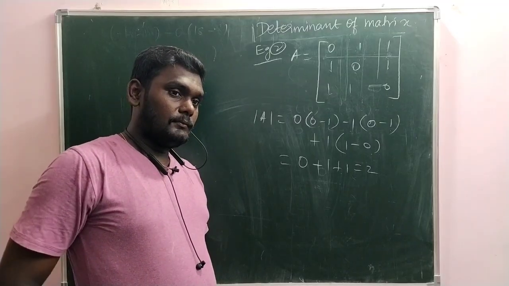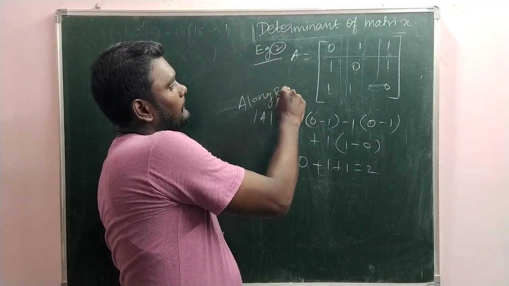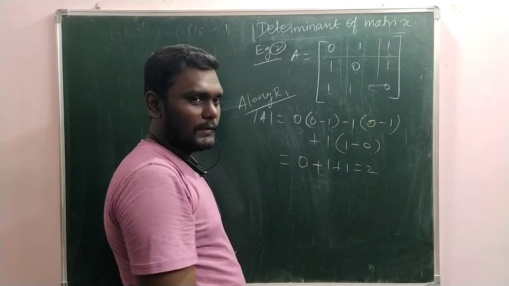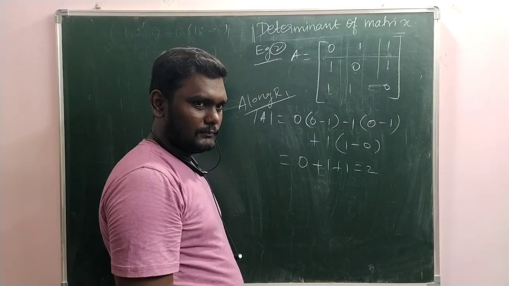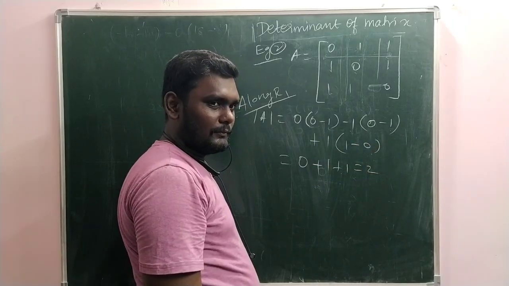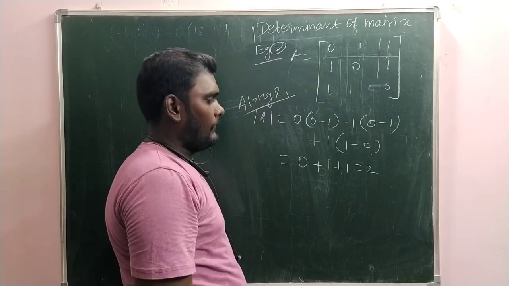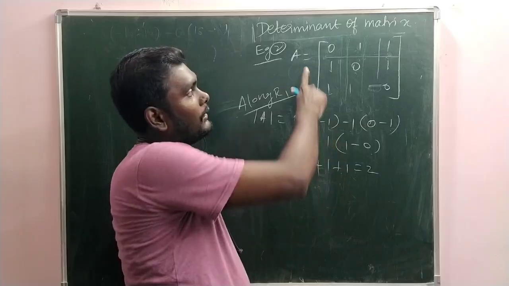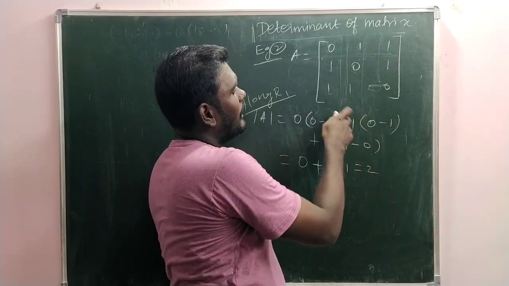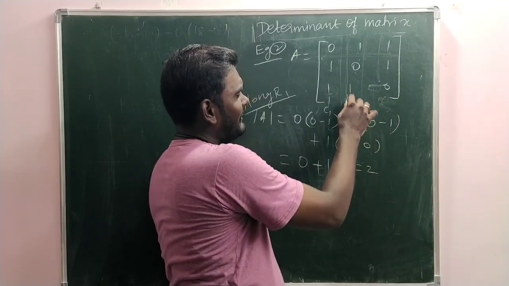Check. This is along R1 that I took. Second one, right? You took this entire second term as 0, is it? Yes, that's the thing. Okay, this is along R1. What about along C1? C1 means column 1. See, this is C1, C2, C3. Heard this anywhere? C1, C2, C3 and all.